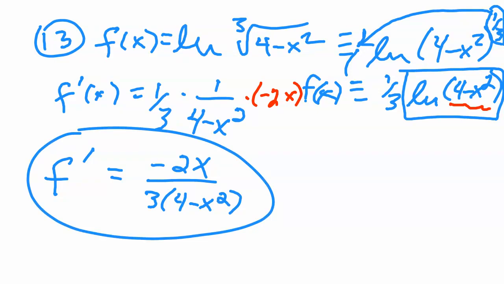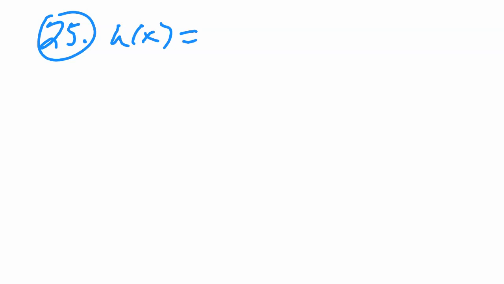Let's do another example. Let's do something similar. Let's do number 25. Let's see what that one looks like. Here we have h of x equals x over the natural log of x. And what we're trying to find here is we're trying to differentiate the function. So we're trying to find h prime at x, or dh dx. However you want to write that.